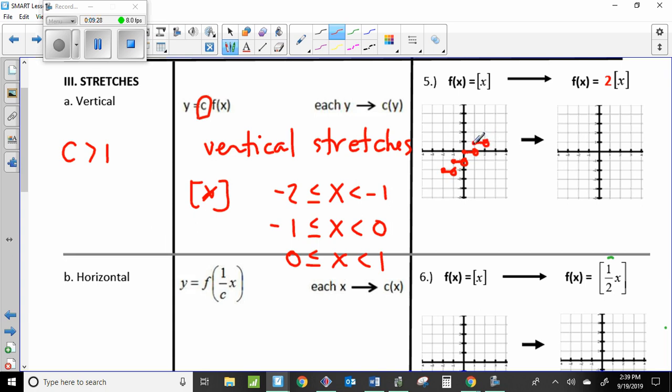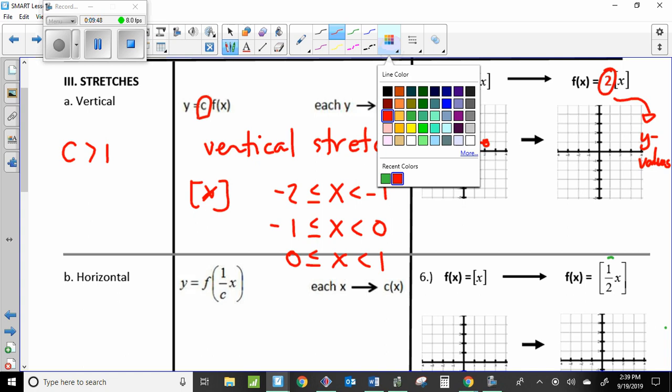All right. And so if I multiply it by 2 times the greatest integer, its effect will be on the y values. So the y values will be multiplied by 2. So the effect will be on the y values. So this is what the graph will look like. So let's go ahead and graph the new one.